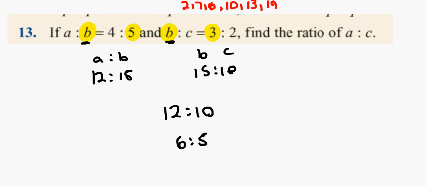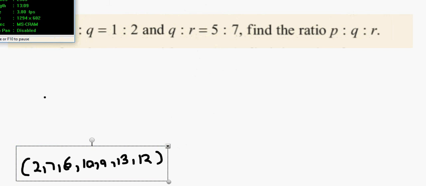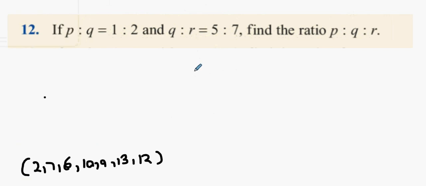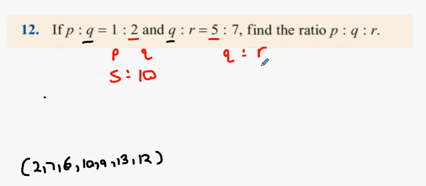Alright. Now, what we're going for here is Q is the most important part because Q is present in both of them. It's 2 in the first one, 5 in the second one. What number would 2 and 5 both divide into? Okay, so multiply the first one by 5. So you get 5 is to 10 for P and Q. And then Q is to R, multiply it by 2 to get 10 is to 14.